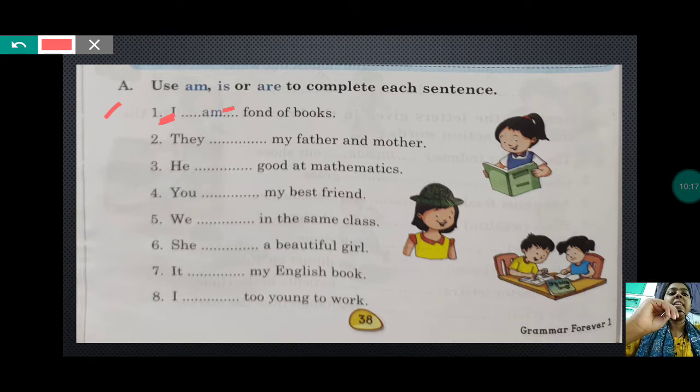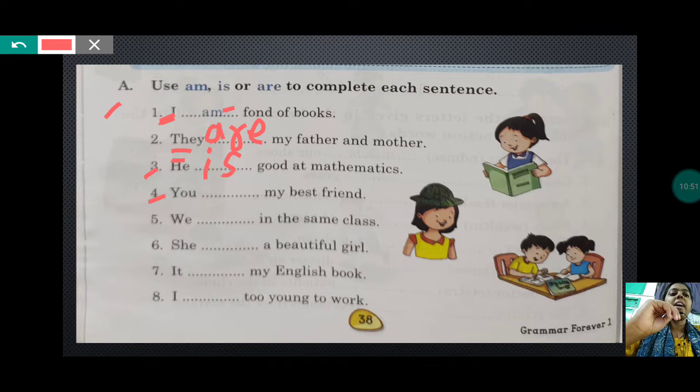Number 2, they dash my father and mother. Now they is always used for plural nouns, and with plural noun we always use are. And since we are not included in the group of father and mother, we will use they. They are my father and mother. Number 3, he dash good at mathematics. Now we are talking about only a single male person. So is. For singular nouns we use is.